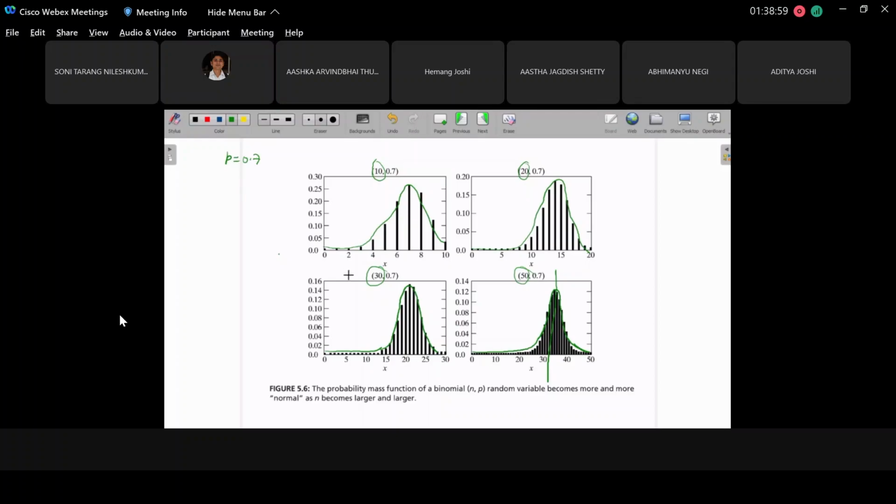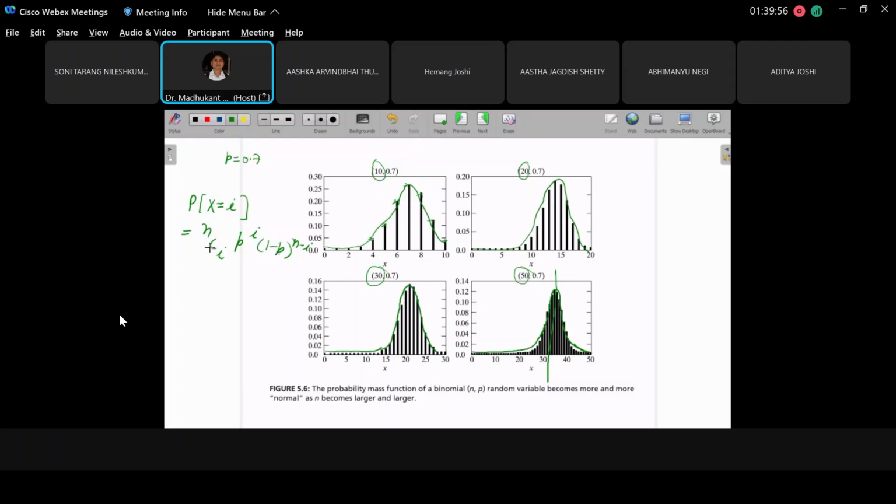This is the curve which is passing through these points. 0.7 is the probability of success. If you recall the binomial random variable, what is the probability mass function? The probability of X equals i is equal to nCi, p to the power i times (1 minus p) to the power n minus i. Here p is 0.7 and 1 minus p is 0.3.